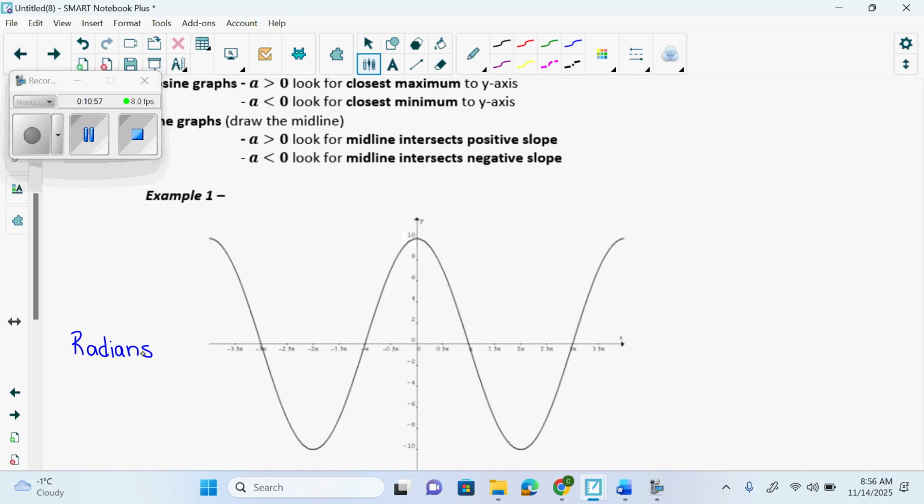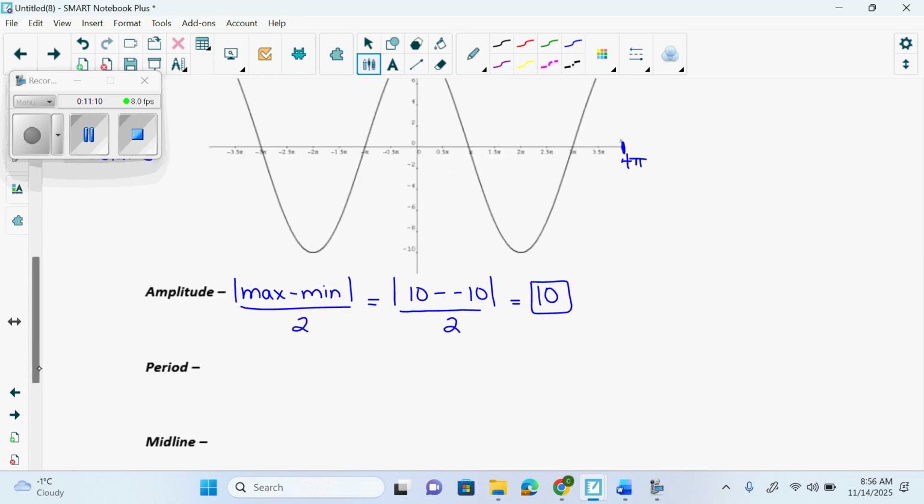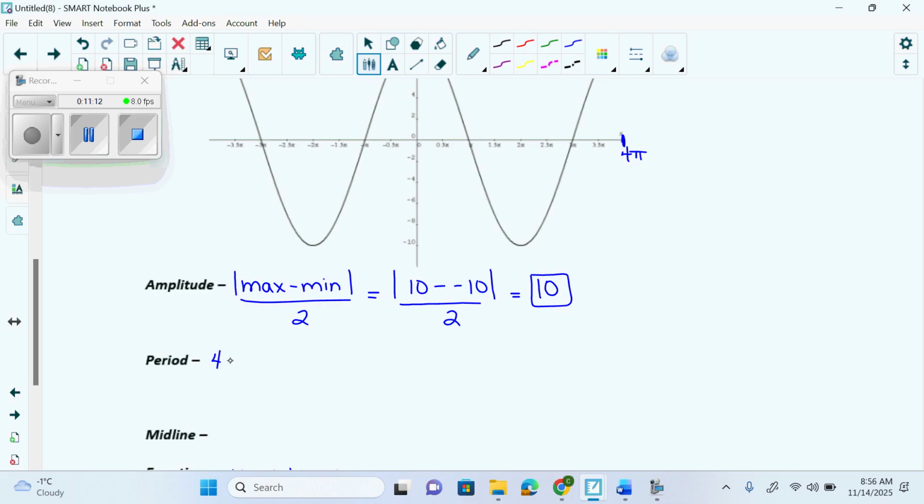On the y-axis here, I actually have a maximum. So I can just go to another maximum. Where is that happening at? 4 pi. So I'm going to put the period for this one is 4 pi.